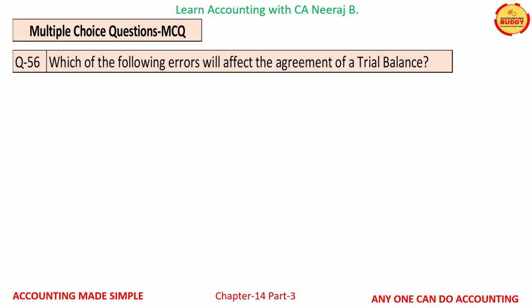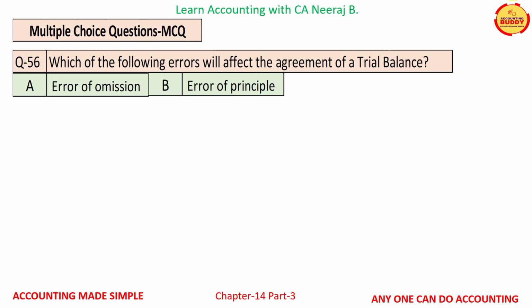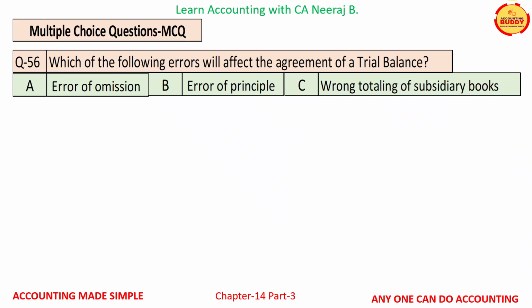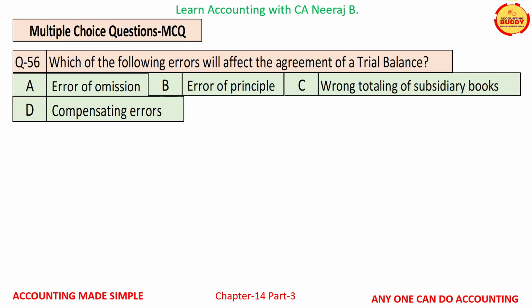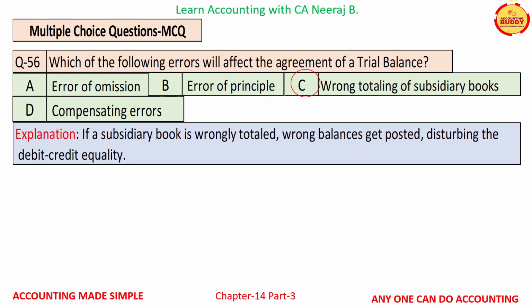Question number 56. Which of the following errors will affect the agreement of a trial balance? And the available options are option A, error of omission, option B, error of principal, option C, wrong totaling of subsidiary books, and option D, compensating errors. And the correct answer is option C, wrong totaling of subsidiary books. If a subsidiary book is wrongly totaled, wrong balances will get posted, disturbing the debit and credit equality.